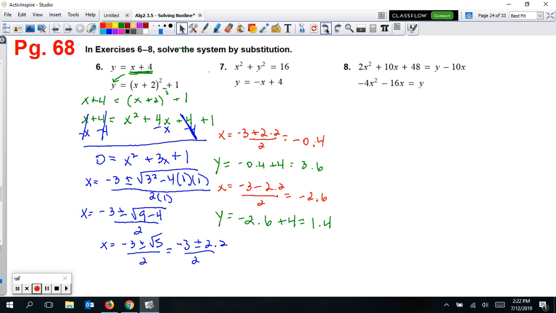So our 2 answers should look like this: the one from negative 0.4, comma 3.6, and the second one from negative 2.6, comma 1.4. So those are our 2 ordered pair solutions. If we were to graph these 2 equations, we would see those are the 2 intersection points, or they would be approximately those numbers. We obviously rounded them to 1 decimal place. So let's go on to our next one, number 7. We're going to go to the graphing calculator. In fact, I might show you number 6 first, then we're also going to do number 7 on the calculator.